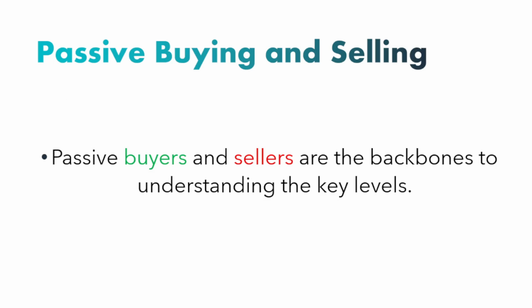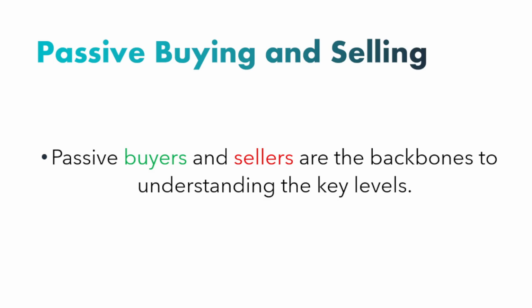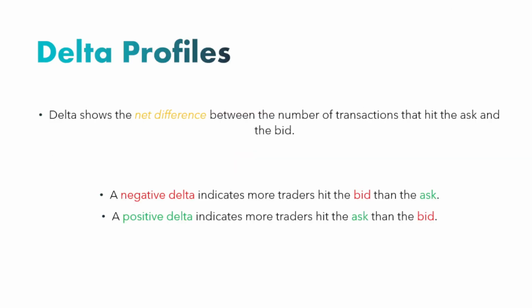So that's aggressive participants. Passive participants are quite interesting, and this is essentially understanding the backbone of supply and demand. You have aggressive participants and passive participants, and I'm going to explain that when we go on the charts. What I mean by passive buyers versus passive sellers will be covered there. Now, the delta is probably one of the most important things, if not the most important thing, when it comes to understanding footprint charts.